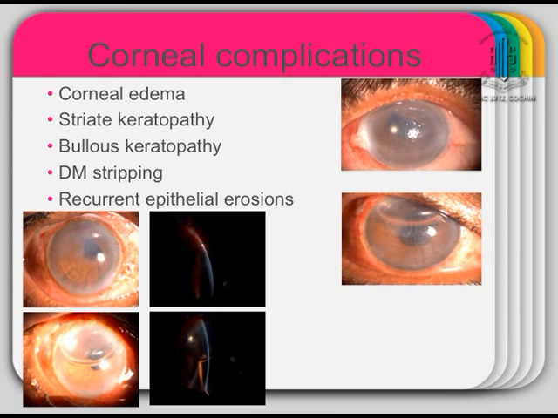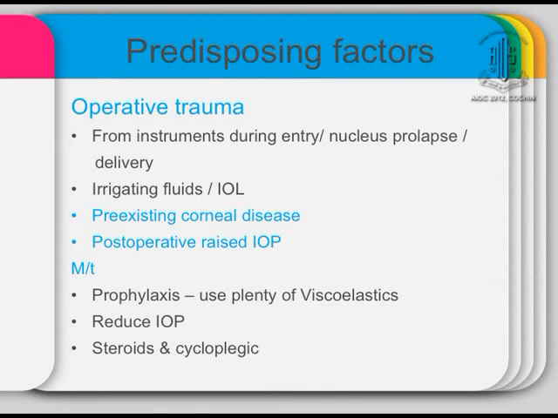These are different pictures showing the different corneal complications. This is a photograph of DM detachment, which was again attached by putting an air bubble. The diffuse corneal edema, and this is a striate keratopathy. Now, the causes for this are operative trauma from the instruments or irrigating fluids, pre-existing corneal disease, or post-operative raised IOP. Management is through prophylaxis: use plenty of viscoelastic, reduce IOP, and steroids and cycloplegics.